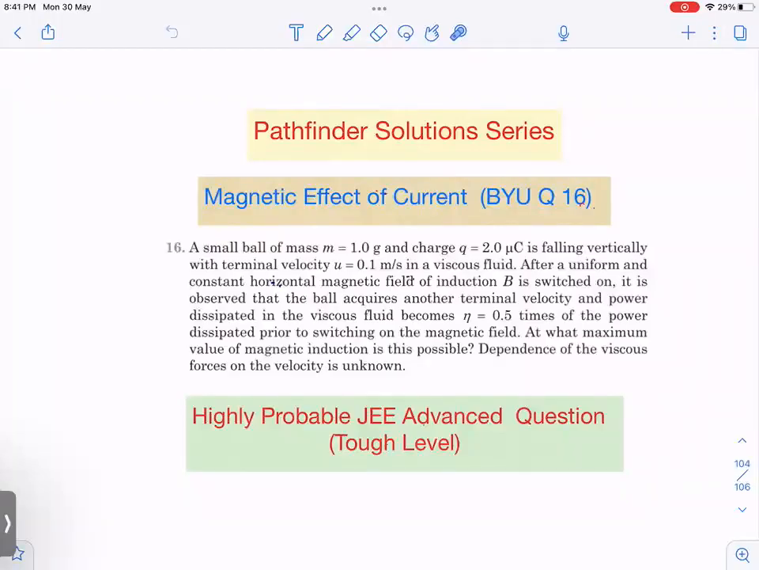This is question number 16. Build up your understanding from magnetic effect of current from the book Pathfinder. So let us see what the question is.